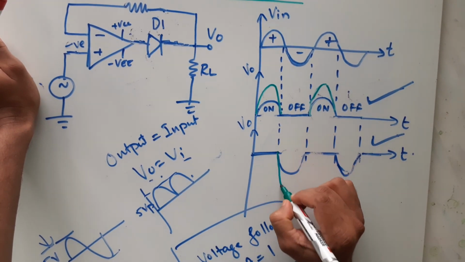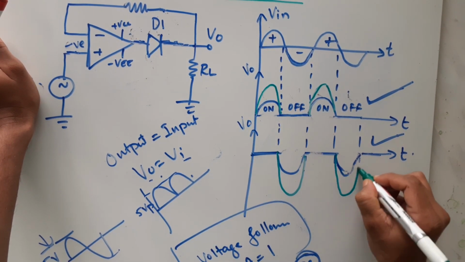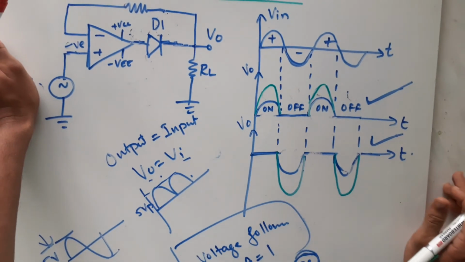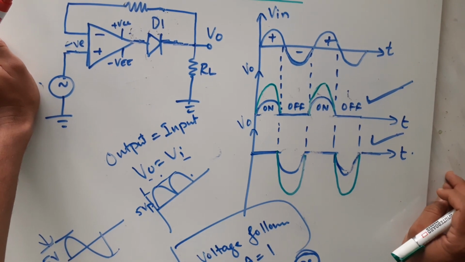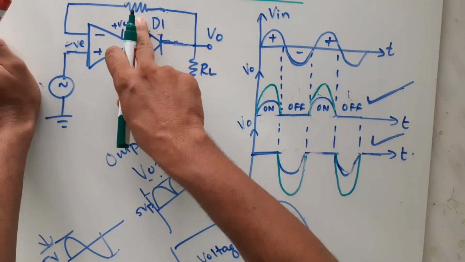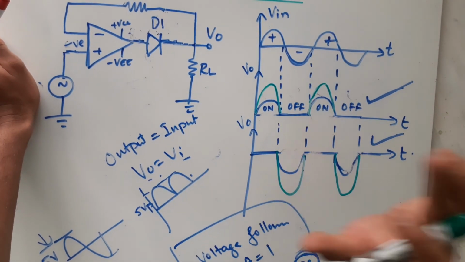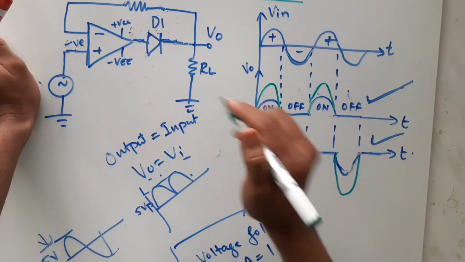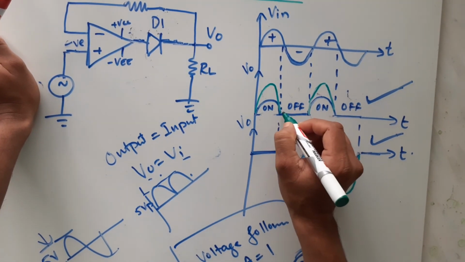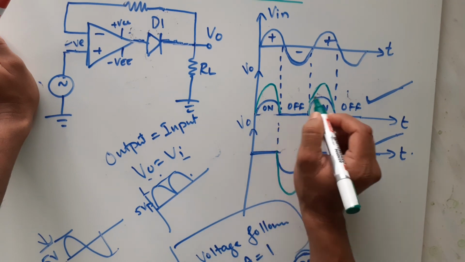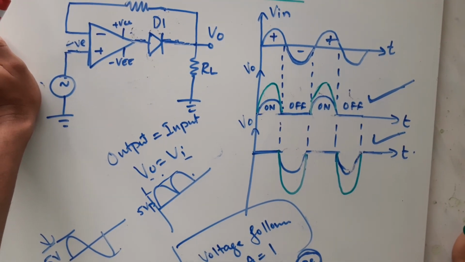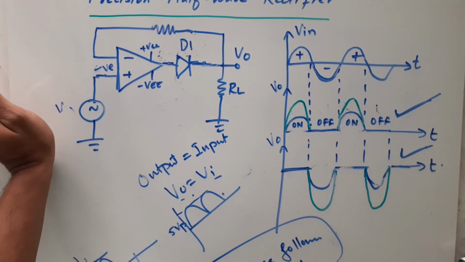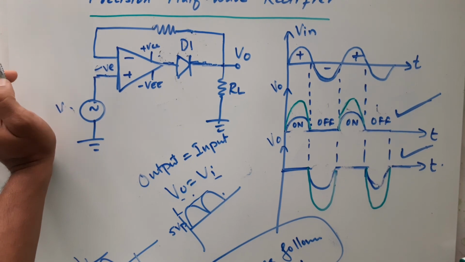Similarly here, you can increase the peak value to any value depending on your feedback resistance. Understood? Alright? The more your feedback resistance is, the more will be your peak here, the more will be your gain. Understood? If I remove this feedback resistance, then it will work as a voltage follower, that is nothing but output equal to input in amplitude. Hope it is clear. So this is all about precision half wave rectifiers with and without gain. Thank you.